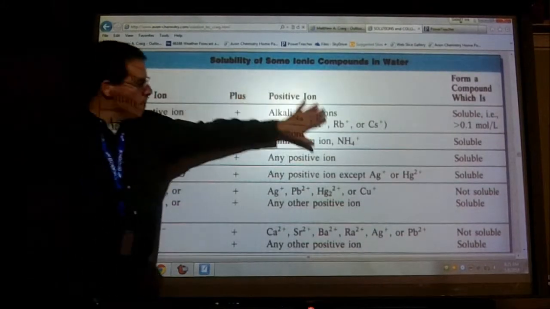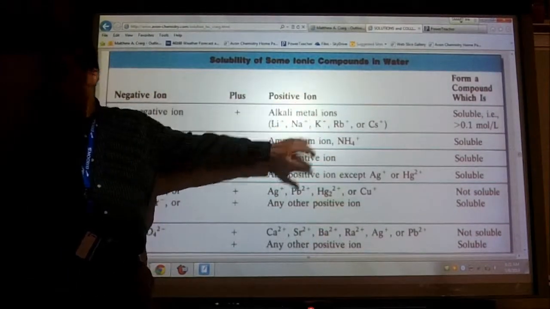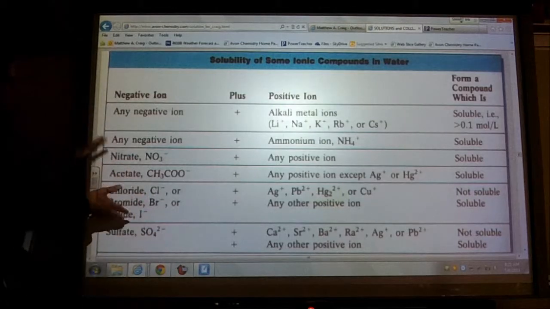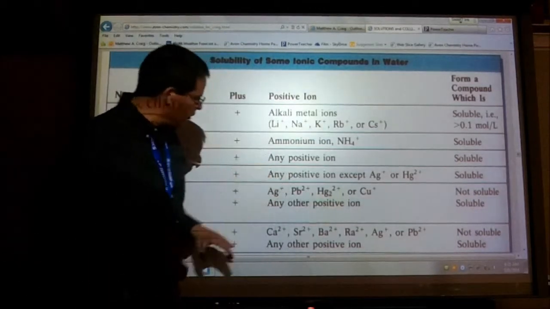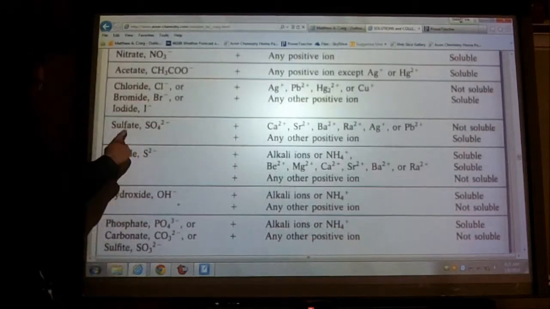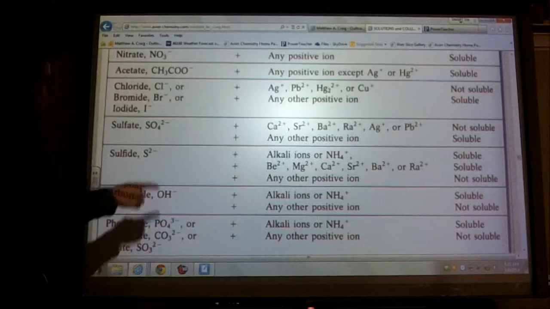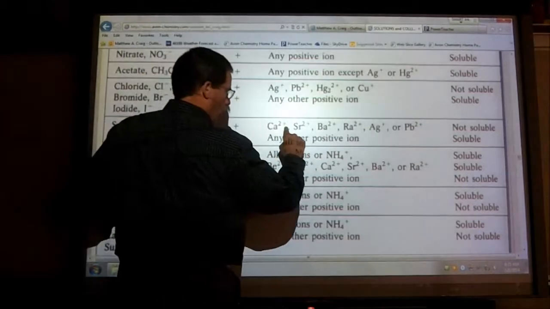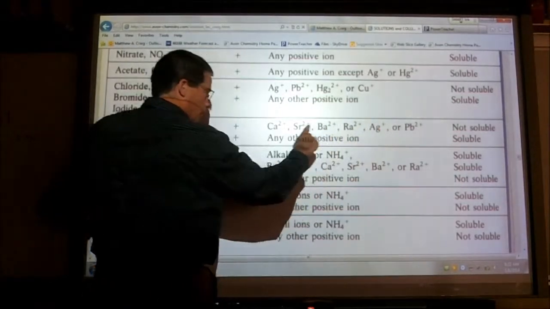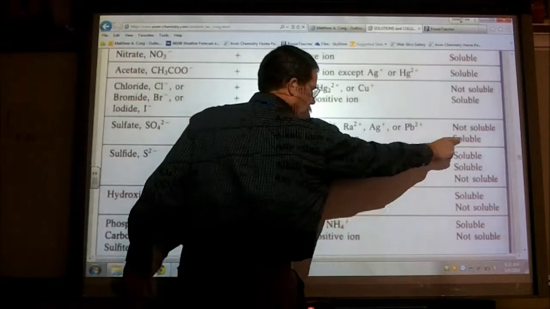And then your metal, or your positively charged ion, is in the middle. So you always look at your negatively charged ion first, and then use the lines. For example, if you had sulfate, say, sodium sulfate, you find your sulfate and come across: is sodium listed on the top? No, so you go to any other positive ion, and soluble.